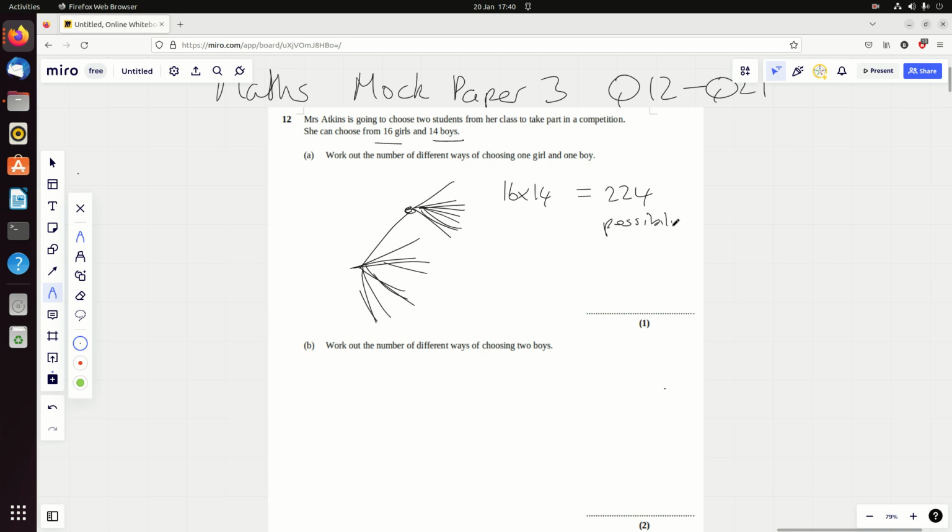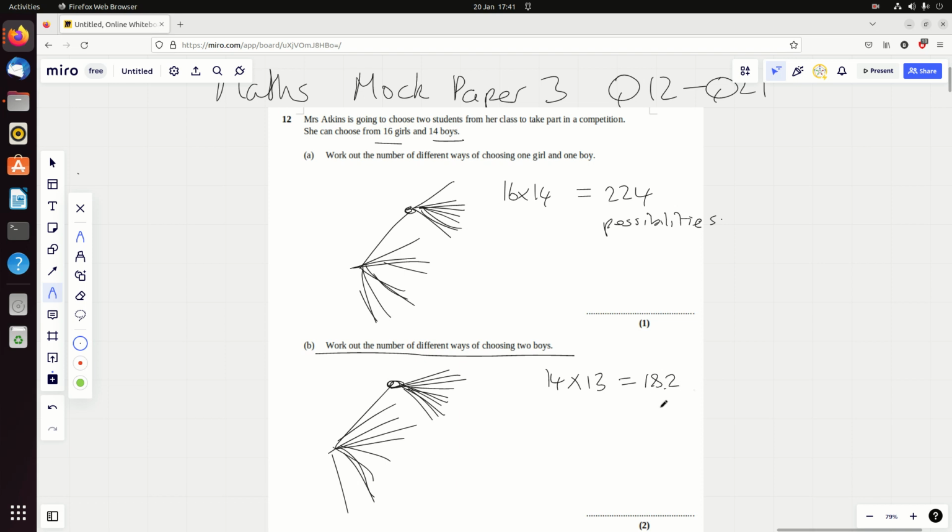Now contrast this question with the next one, which isn't as simple. The next one says work out the number of different ways of choosing 2 boys. So we're choosing from the boy pool twice. You've got 14 choices on the first one, and on each of these branches, you've got 13 possibilities coming up. So most people were doing 14 times 13. But you might think that's the end of the story. Now 14 times 13, what is that? 130 plus 52, so 182.